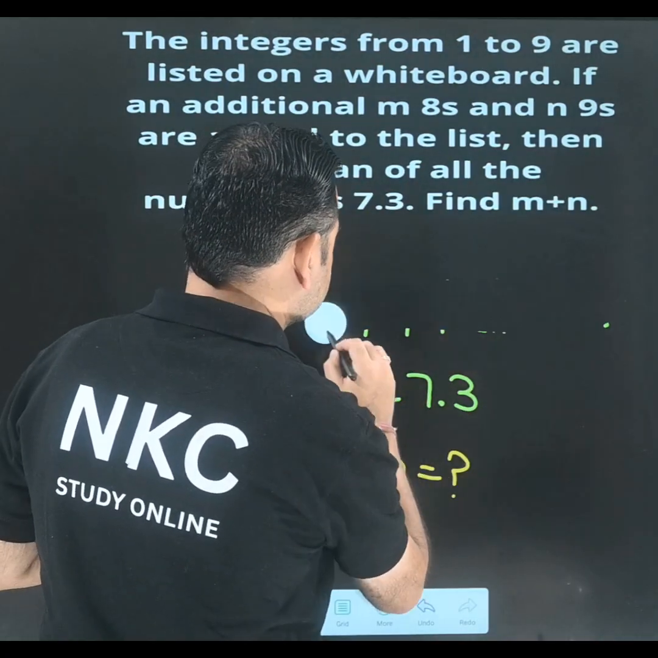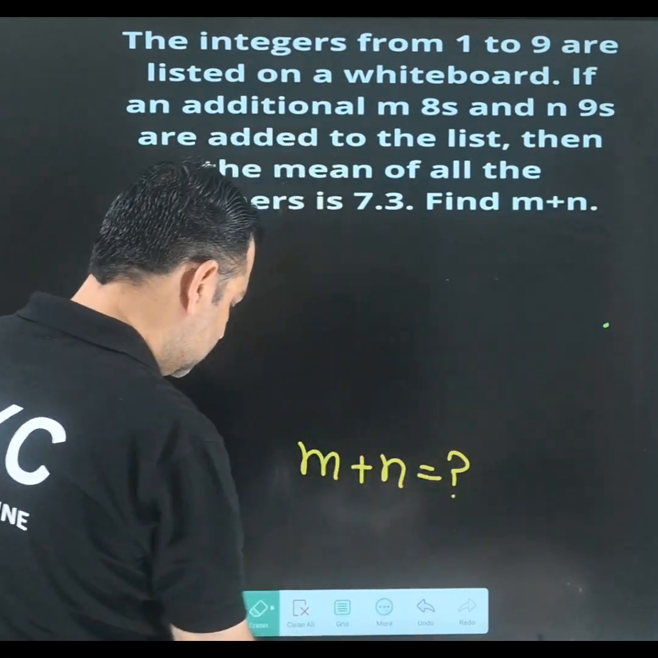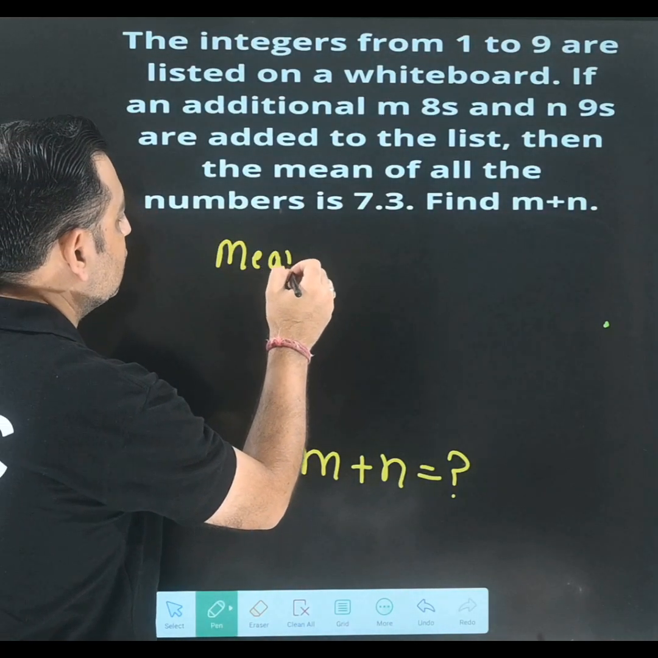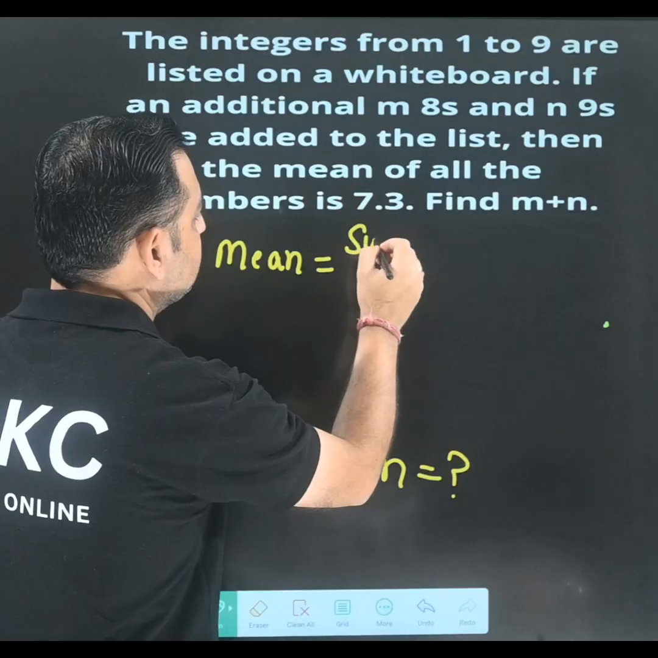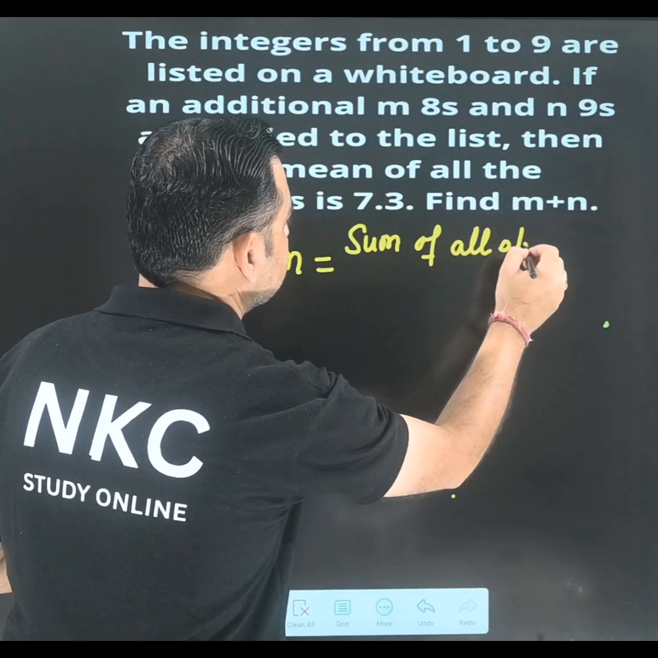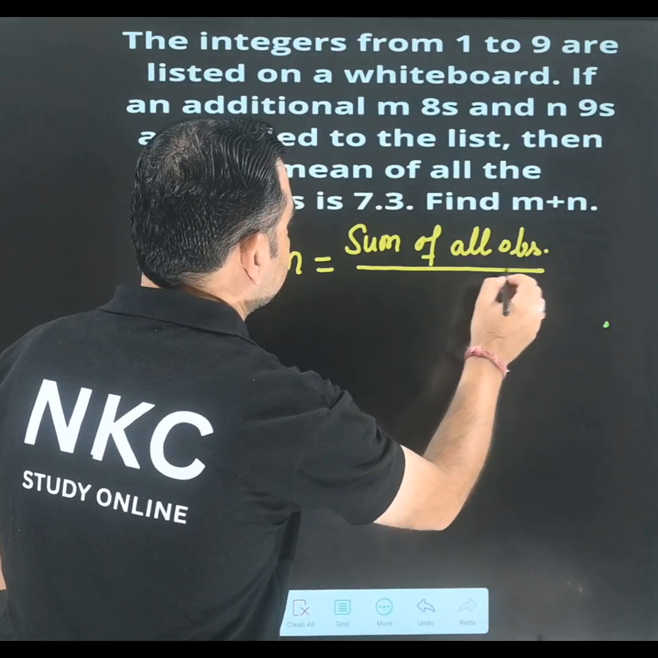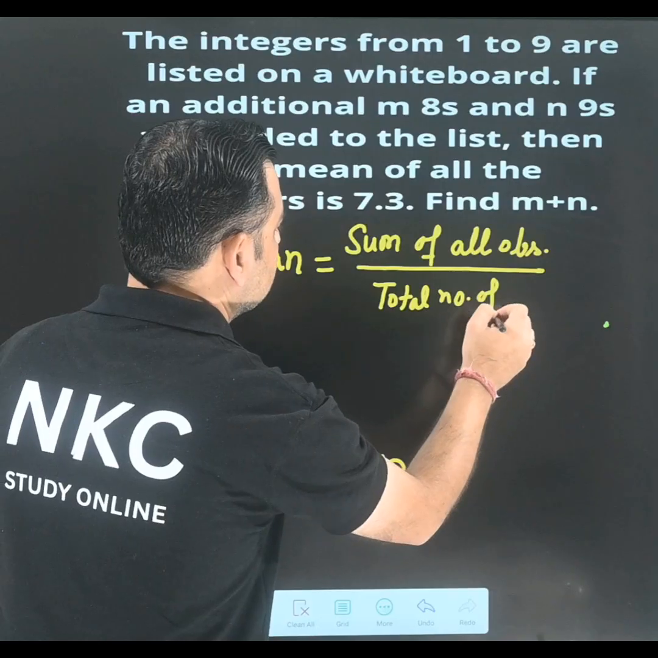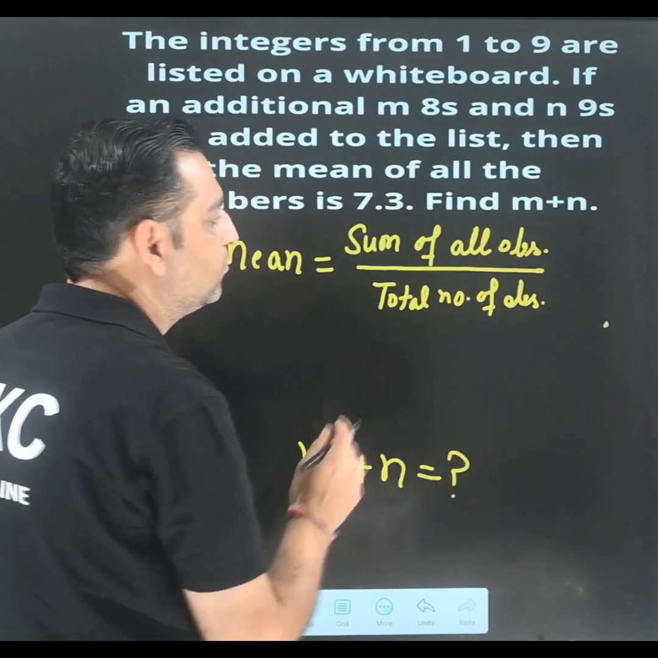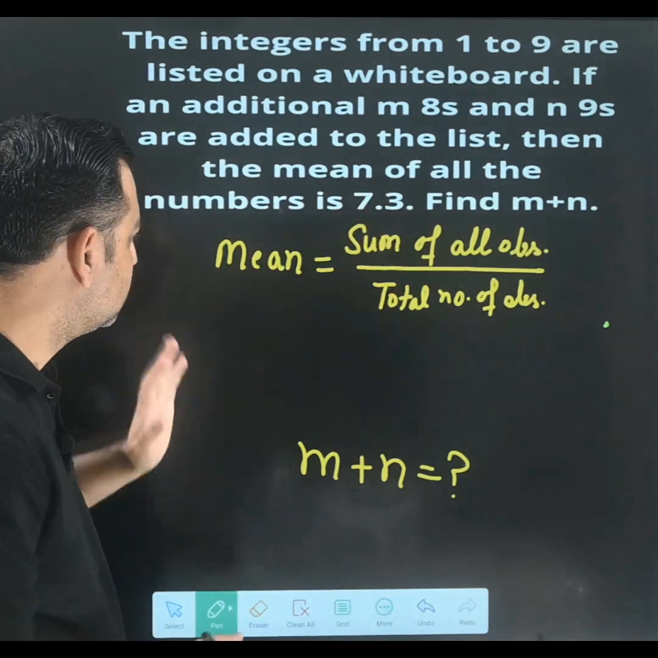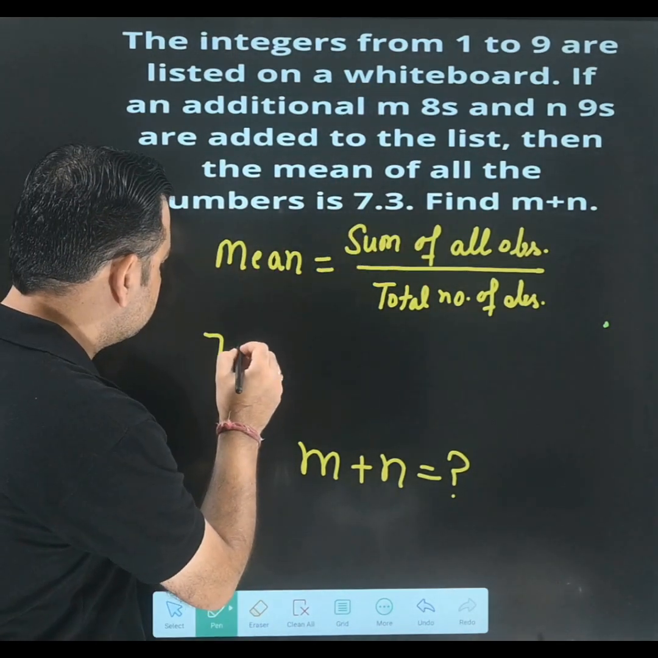Let us start doing this question. The formula to find mean is the sum of all observations, I'm just writing it for your help, sum of all observations divided by the total number of observations. This is the basic formula for finding out the mean. Now the mean is given to us. The mean is given as 7.3, no doubt.